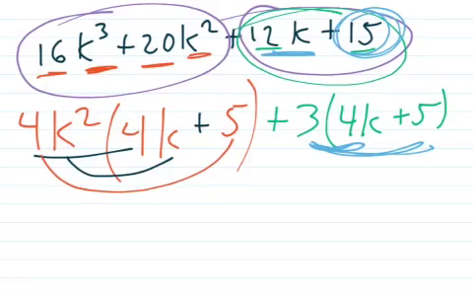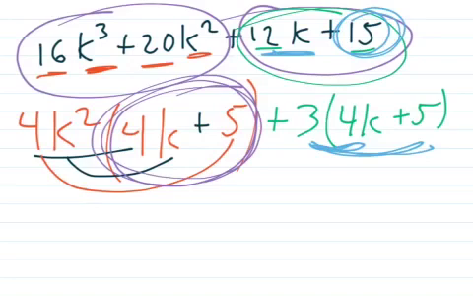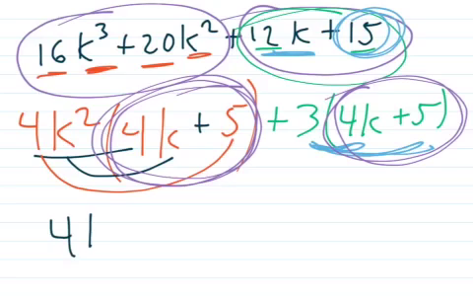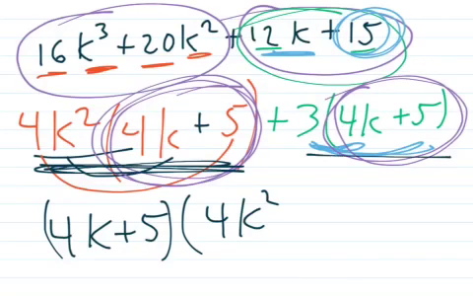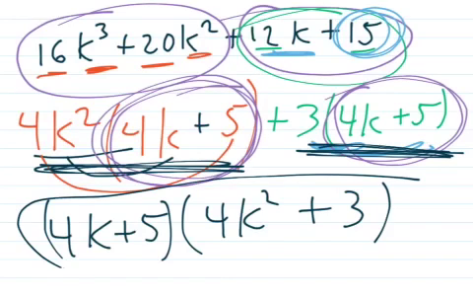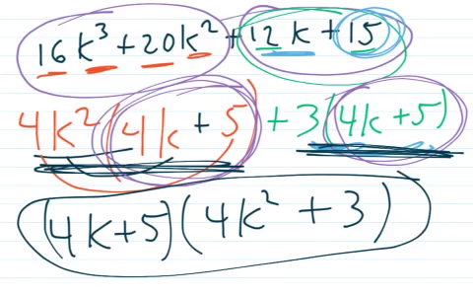Alright, so we grouped them, we factored by GCF. Do you notice anything in common? Wait a minute, doesn't this have a 4k plus 5, and this have a 4k plus 5? So they have a common factor of 4k plus 5. Correct? Alright, so what's left over to the left is 4k squared, and what's left over here to the right is simply a 3. And this right here is how you factor by grouping.